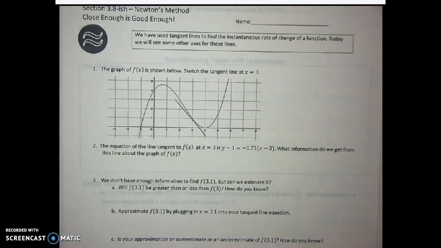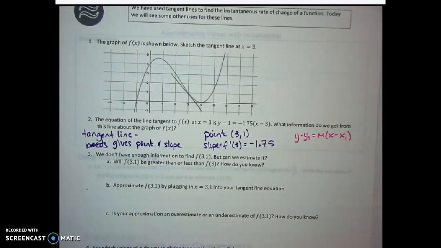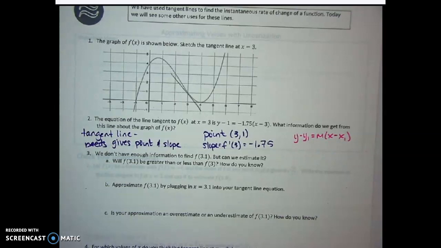And on number two, the equation of that tangent line I'm giving you at f of x when x is 3 is y minus 1 equals negative 1.75 times x minus 3. So what information do we get from this line about the graph of f of x? Well, think about what you need to be able to write a tangent line. In order to write a tangent line, you need a point and a slope. So therefore, this equation is giving you the point and the slope. So again, pause the video and write down the point and the slope that this line gives you. So remembering point-slope form of the line, we can determine that our point is (3, 1), and my slope at 3, so f prime of 3, is negative 1.75.